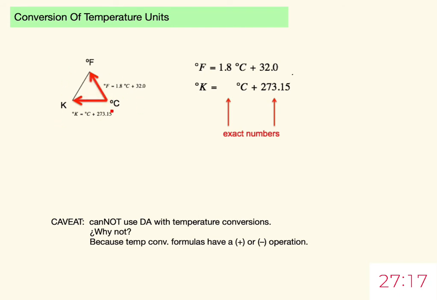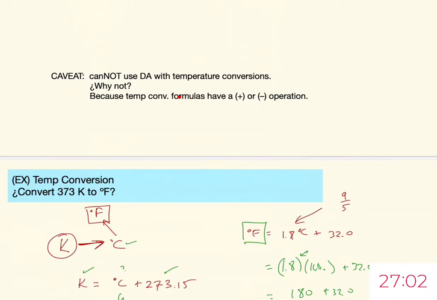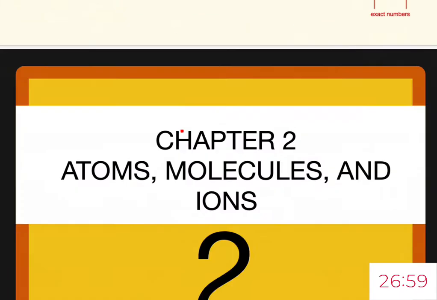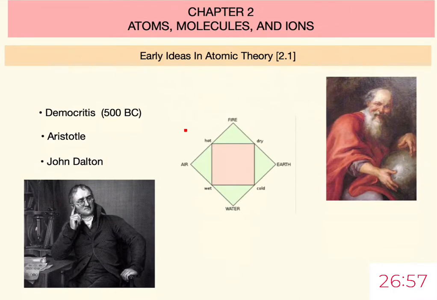If you have to do it any other way, you either have to have memorized the direct formula, or you have to use algebra to get you from, say, Kelvin to Celsius, and then turn around and use that answer to go from Celsius to Fahrenheit. So you need to practice on those. A couple of examples there. That's it for Chapter 1.